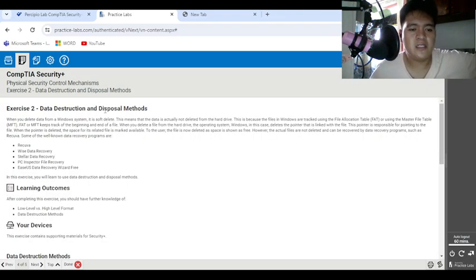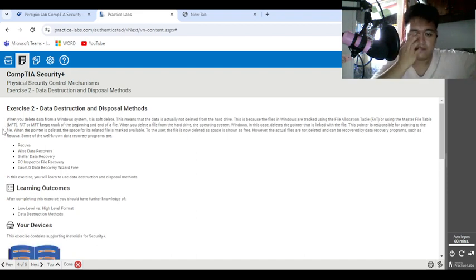Data destruction and disposal. Attackers do not delete from the hard drive. Files are tracked in the file location table, in the master file table. When a file is deleted from the hard drive, the pointer will still be linked with the file. This pointer is responsible for pointing to the file, which tools like Recuva can use.